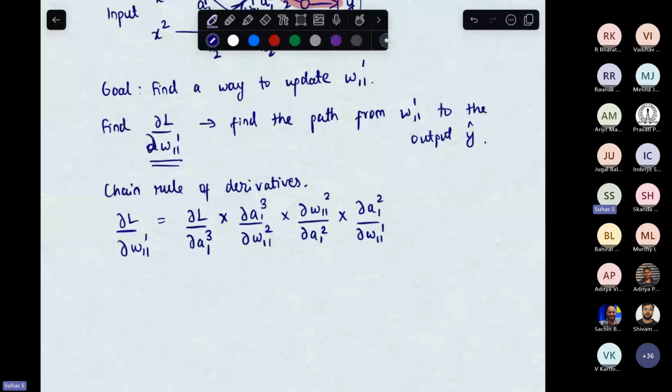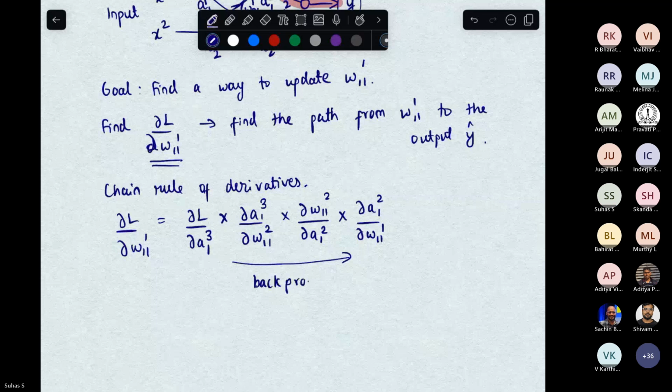So this is the chain rule of derivatives. And you can see that you have a chain of derivatives that you need to compute. And since you're going backwards in the network, this is back propagation. More specifically, it is the back propagation of error. Okay, so you're propagating the error backwards in the network to the weight that you're interested in calculating the derivative for, and that helps you calculate the gradient update for the weight.